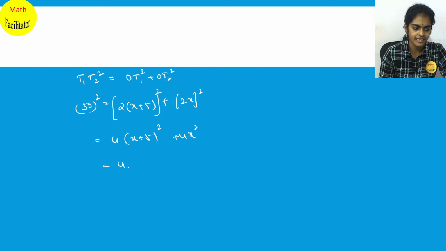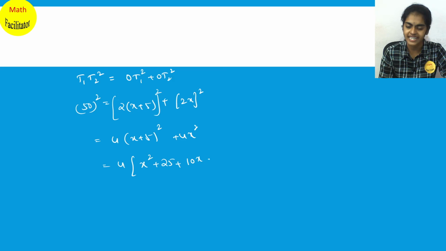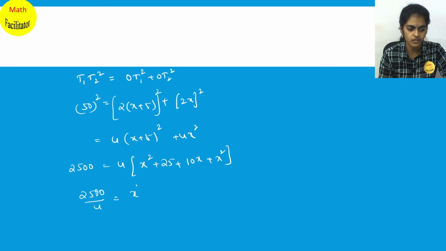So here you can take 4 common. So you'll have (a plus b) whole square, so a square plus b square plus 2ab, you'll get 10x plus x square. So this is 50 square, which is 2500. Now 2500 divided by 4 is equal to x square. Then x square plus x square is 2x square plus 10x plus 25.